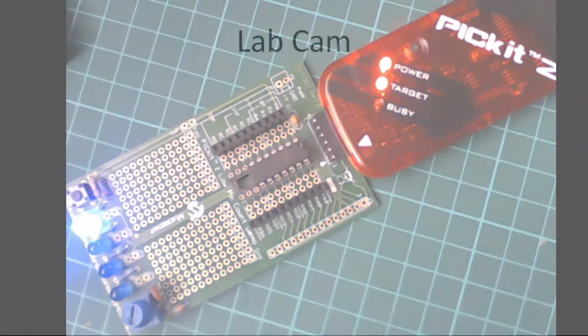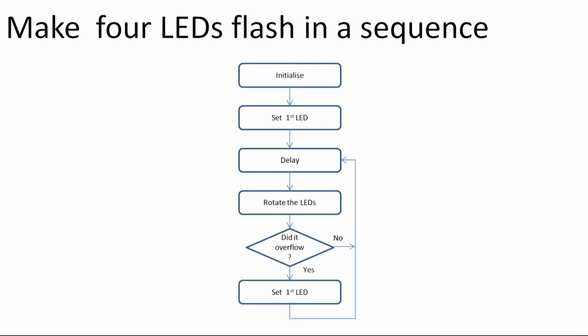Back to PowerPoint for a second. Let's get my pointer back. So, how do I make 4 LEDs flash in sequence? Well, it's quite simple in reality. We need to do these steps. The steps are quite simple. We need to initialize the chip. We need to set the first LED. And then we're going to wait. I think we're waiting 1 second.